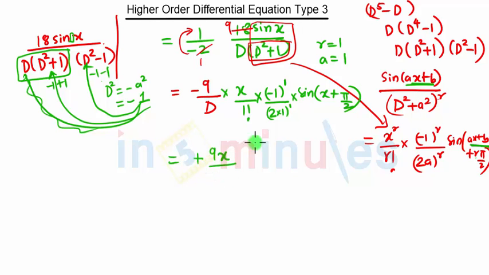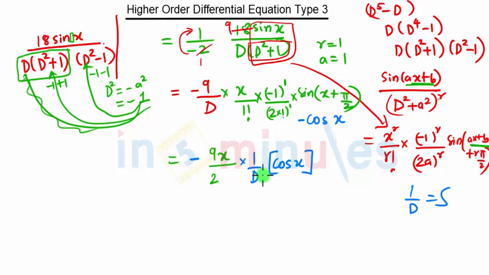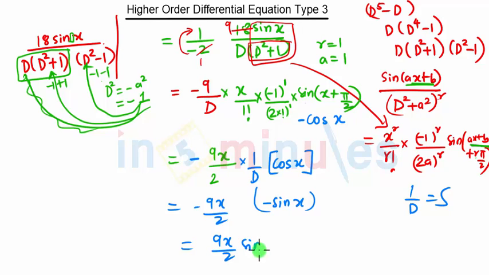So 9x upon 2 here will remain as it is, and we know that sin x plus pi by 2 is nothing but cos x. So this will be 1 upon D cos x. It will be minus sin x plus pi by 2 is nothing but minus cos x. So I am going to take minus sign outside, and 1 upon D is nothing but integration. So integration of cos x is nothing but sin x minus sin x. Okay, so this part will become 9x upon 2 sin x, where minus and minus will become plus. So this is the solution for 18 sin x.